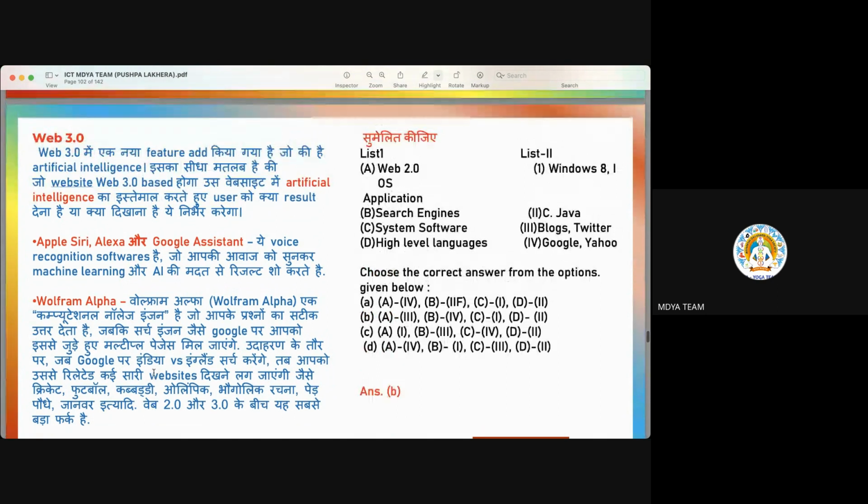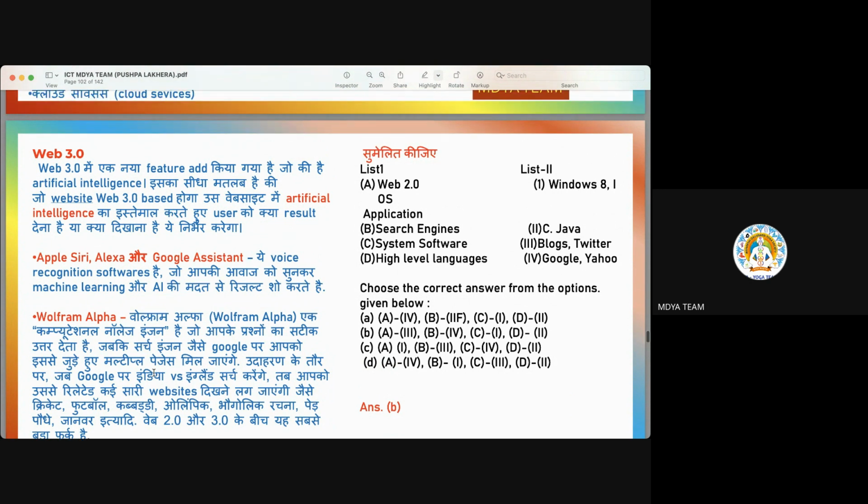How about Chat GPT? Is that also Web 3, and does it come under a computational knowledge engine? Which one? Chat GPT. I have to search that. Okay. Okay, so that much is enough for today, I think.